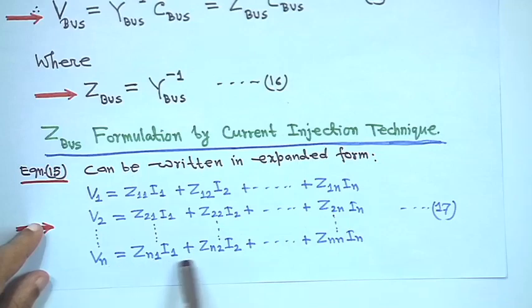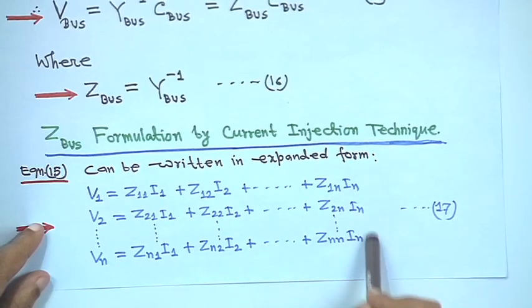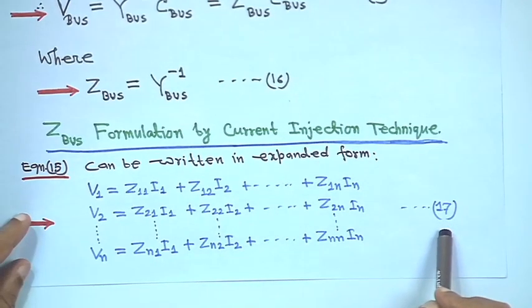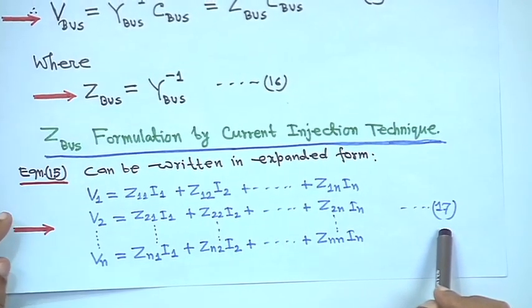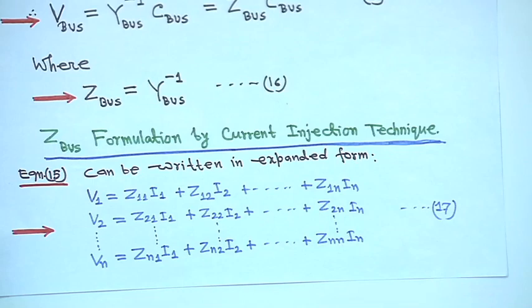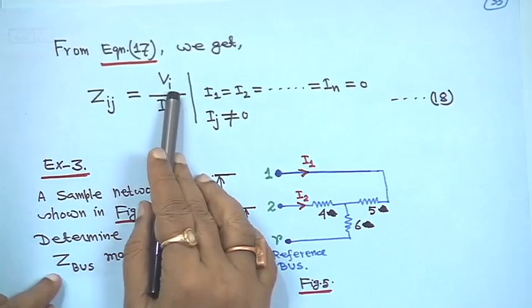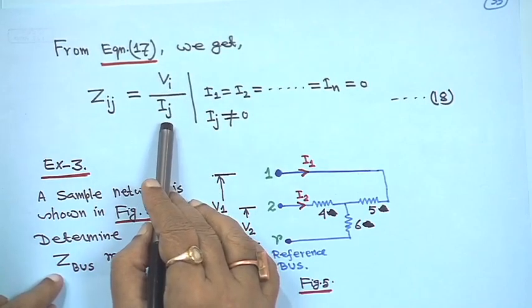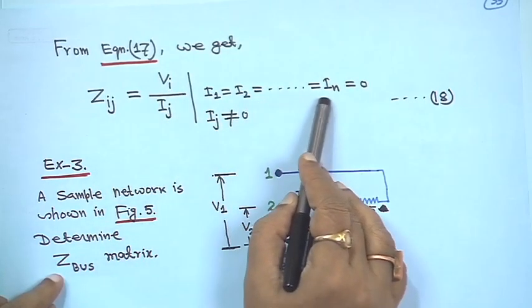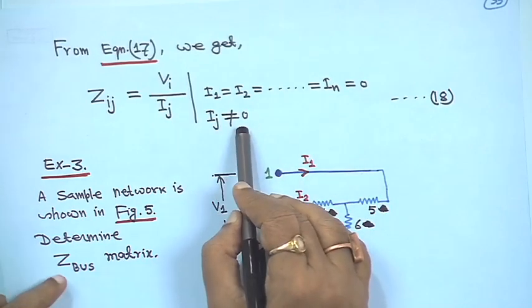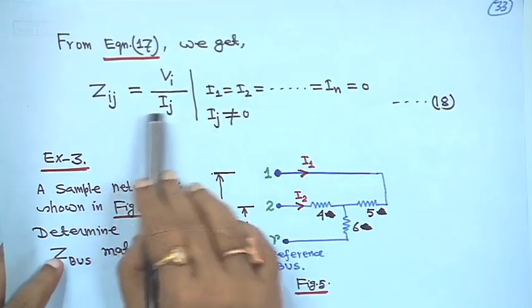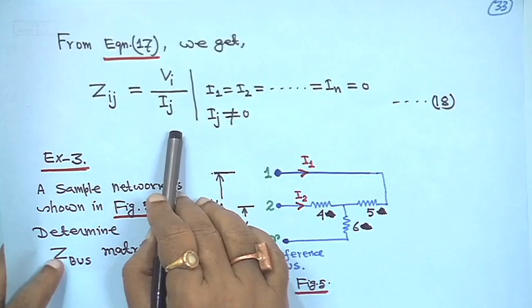So, Z n1 I1 plus Zn2 I2 plus Zn..., this set of equations we are making, that is equation 17, right. So in this equation 17, if we want to compute Z11, Z12, then we can write Zij is equal to Vi upon Ij, when all other currents Ik are 0 but Ij is not equal to 0, then you will get Zij. This way you can obtain it.